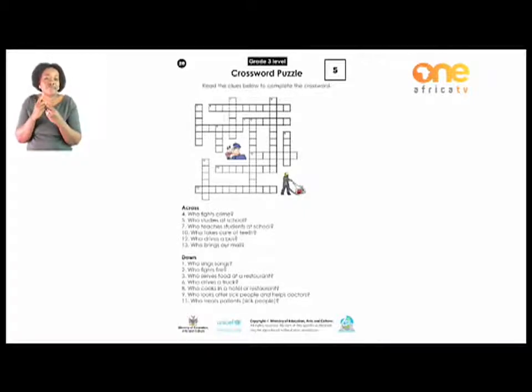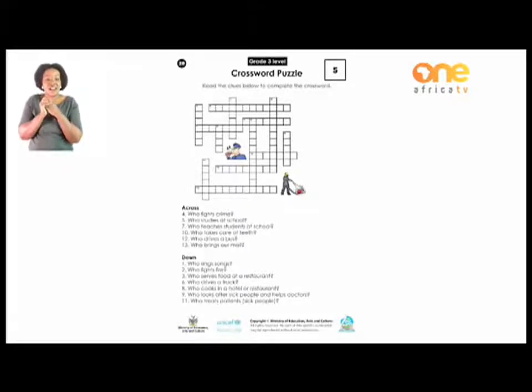Alright, let's look at the below one for down. Number 1 says for the down words, the words that are going from top to bottom. That's what down means. Who sings songs? It is a singer. Alright, you fill it in. And then we have number 2. That is quite a long one. Who fights fire? Who do you think fights fire? Pardon me. It is a firefighter. Firefighter. Okay, so I've given you a hint. So I would like for you to complete the rest of the words for filling in on your own.